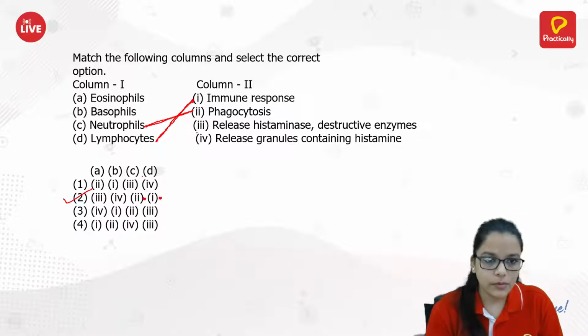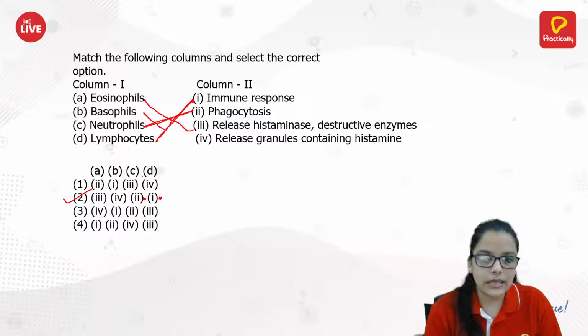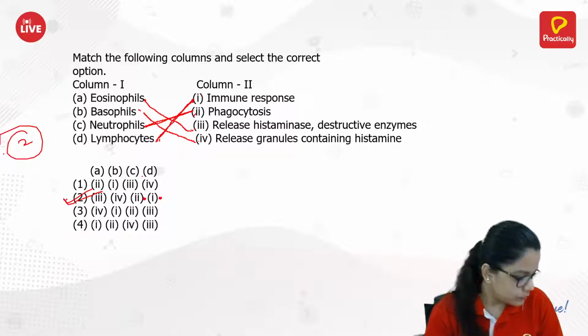Eosinophils release histamines and destructive enzymes, and basophils release granules during histamine response. So for sure I know neutrophils and phagocytosis, lymphocytes and immune response. I matched the rest of the 2 and I found that the answer is 2.